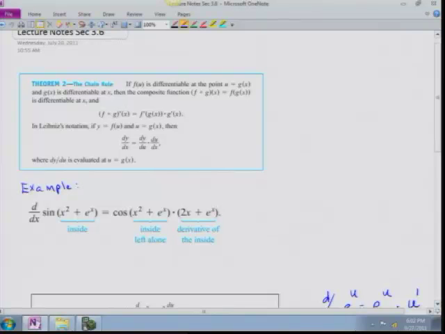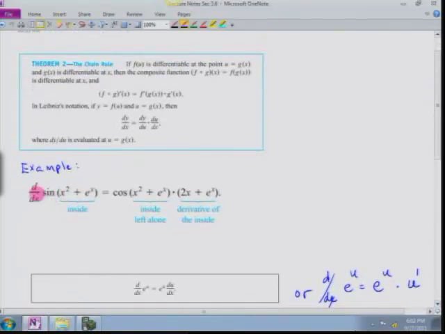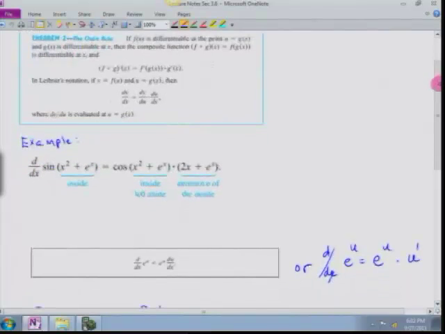6 is about the chain rule. And I wouldn't worry at all about writing this down. I would worry about the idea. The idea is that if you have a trig function and you're taking the derivative of it, like the derivative of sine of x squared plus e to the x, this is the inside. It's also called the argument. And so if I say argument, that's what I'm talking about. So when you do that, you take the derivative of this function.